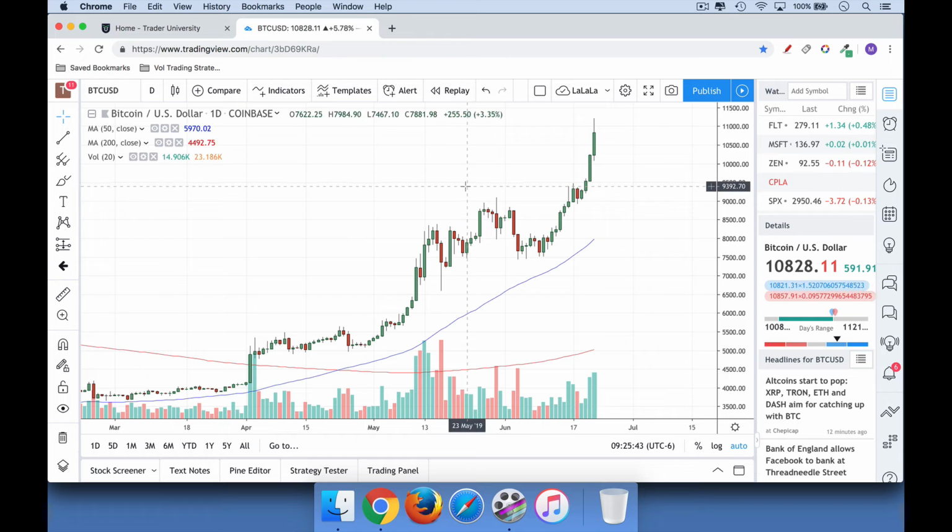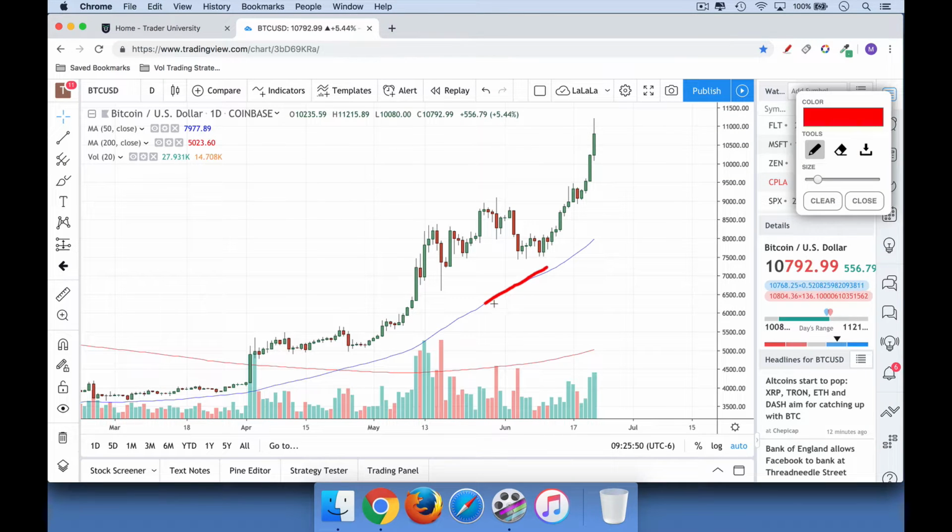So here we have a chart of Bitcoin. This is a daily candlestick chart, and on this chart I have this blue line that I'm drawing over here, which is the 50-day moving average. And this is the 200-day moving average down here, this red line.